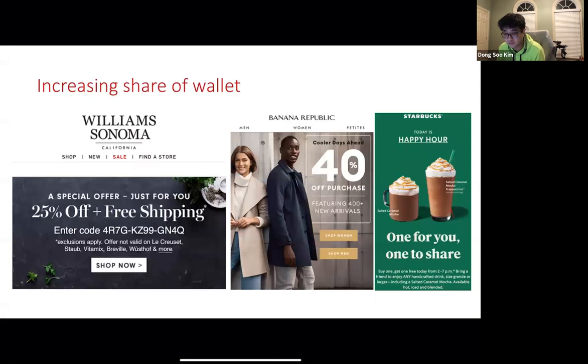Happy hour promotion or a buy one get one free offer. During the happy hour, customers who visit a Starbucks store can get a free coffee for friends or themselves. This promotion incentivizes people to take their coffee at Starbucks instead of its competing stores, implying taking competitors' share of customers' wallet.